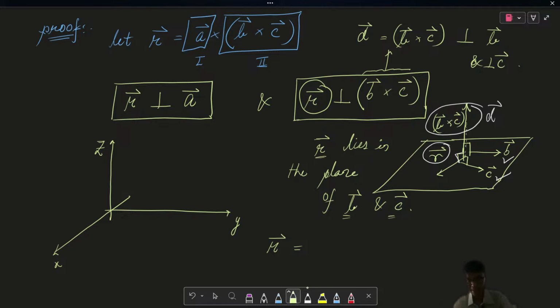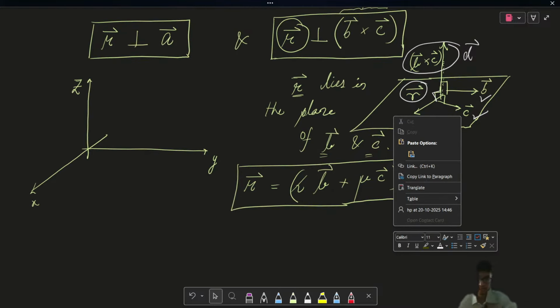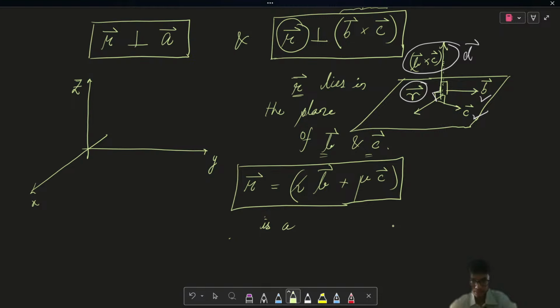Right? So from here, I can represent my R vector as some linear combination of lambda times B vector and, let us say, some mu times C vector. So I can represent this R vector as a linear combination. Alright, so this is basically given as a linear combination of B and C vector, right?